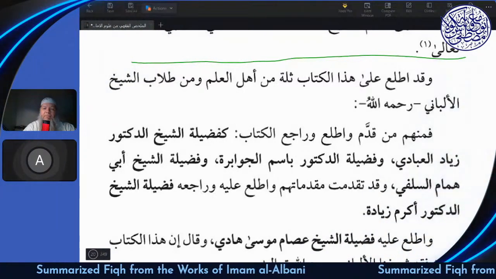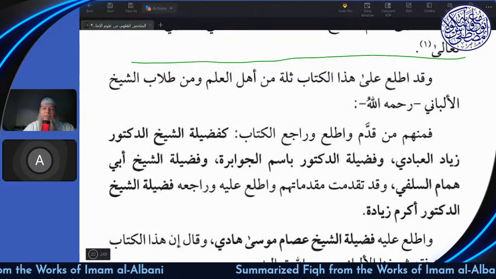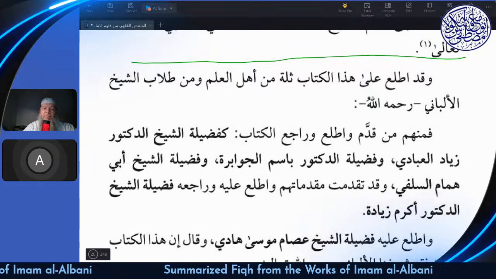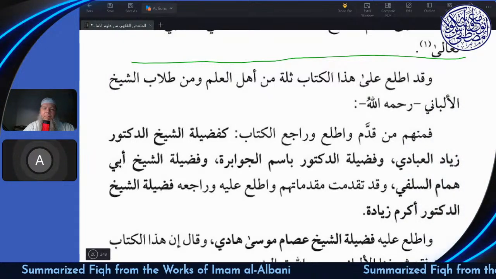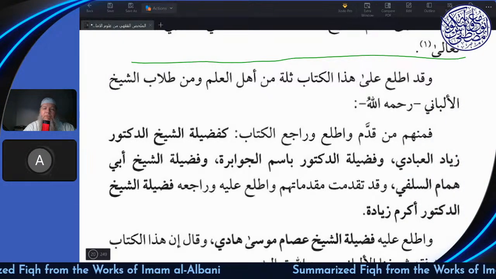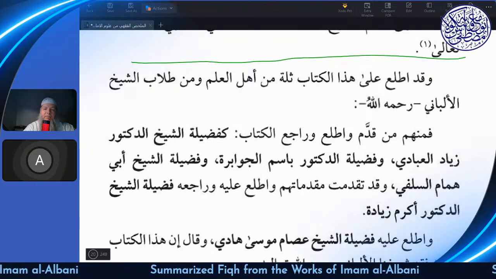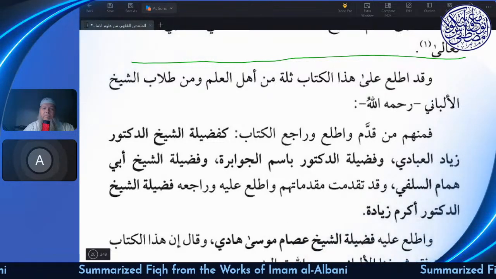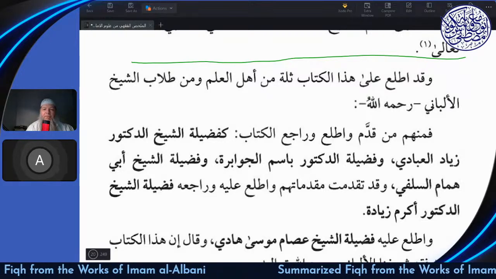كفضيلة الشيخ الدكتور زياد الإبادي, like the virtuous Sheikh Dr. زياد الإبادي, وفضيلة الدكتور باسم الجوابرة, وفضيلة الشيخ أبي حمام السلفي. And then like the virtuous Sheikh Dr. Basim Jawabira, and the virtuous Sheikh Abi Hammam al-Salafi.